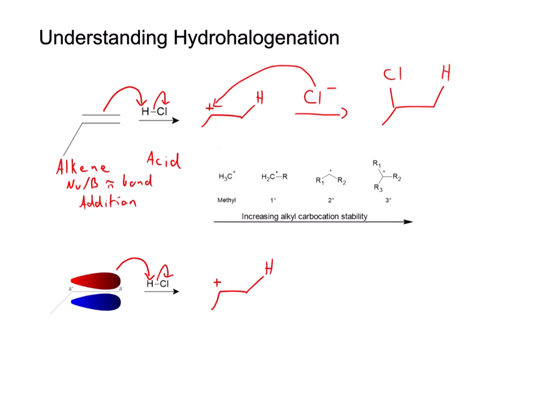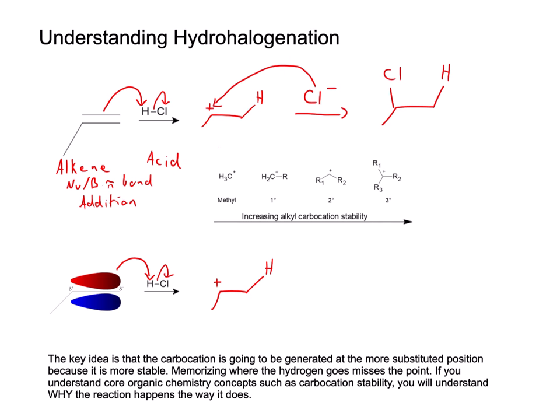Of course, you wouldn't need to draw that if you were taking a test because we don't need to draw hydrogens on carbons. Overall, in this reaction, the key idea is that the carbocation is going to be generated at the more substituted position because that is the more stable position. Memorizing where the hydrogen goes misses the point. If you understand core organic chemistry concepts, such as carbocation stability, you will understand why the reaction happens the way it does, and that is so much more powerful when it comes to learning organic chemistry.